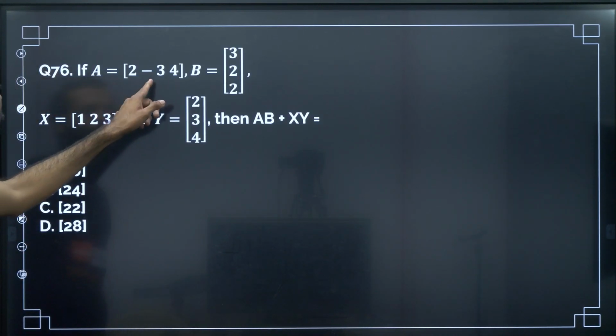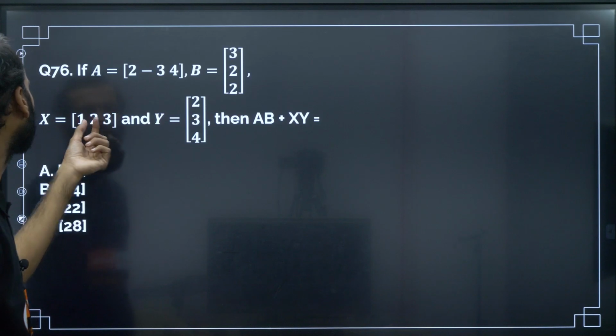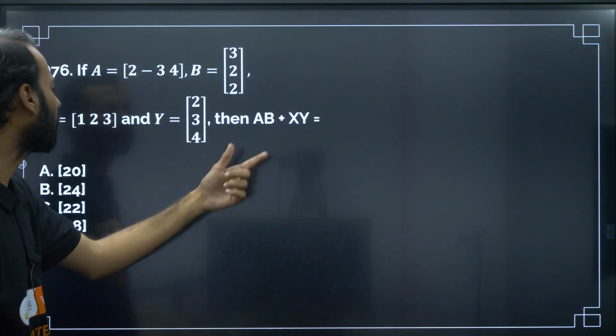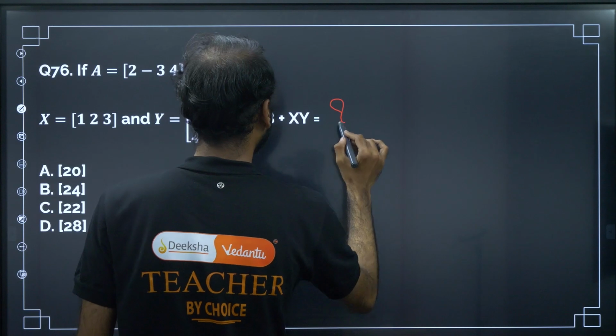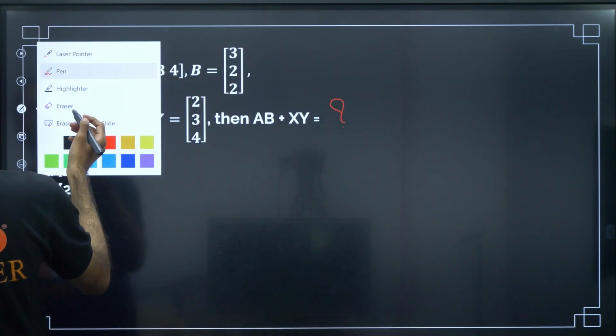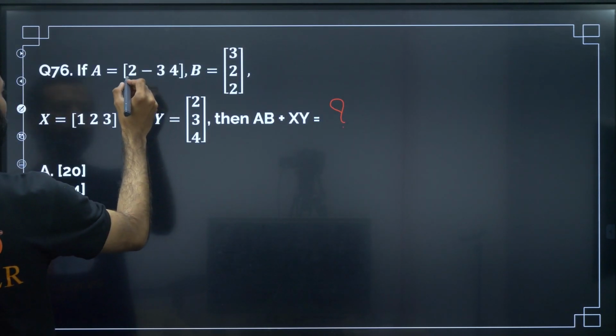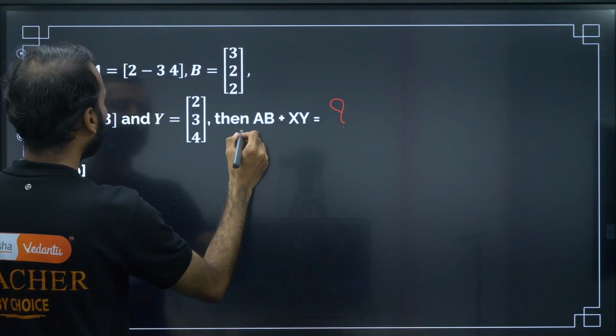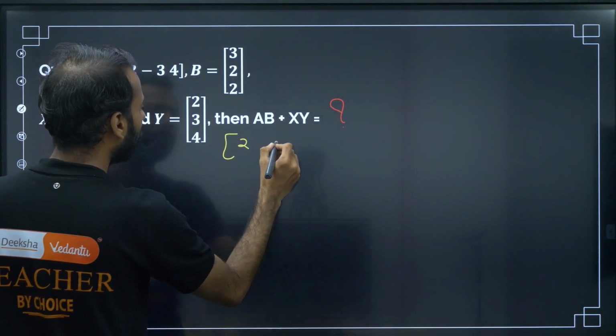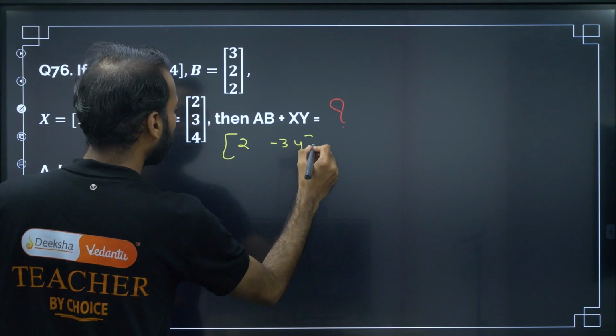If A is equal to minus 2 minus 3, B is this. Some data they have given. They are asking to find AB plus XY. Again, based on the basic concept only, multiplication of matrices. So we have to find AB. Let me write A, 2 minus 3, 4, and B.